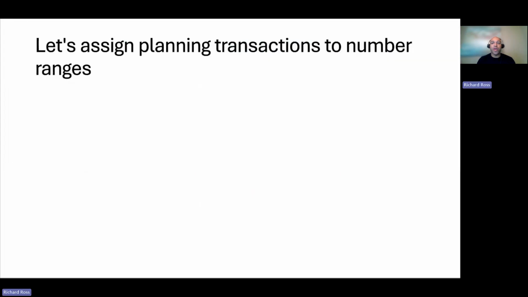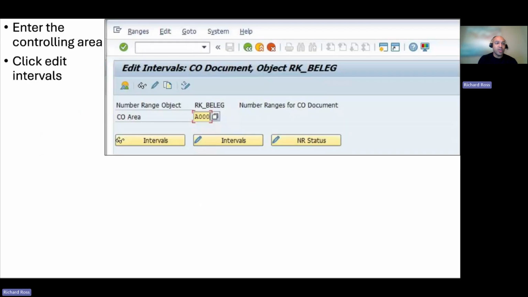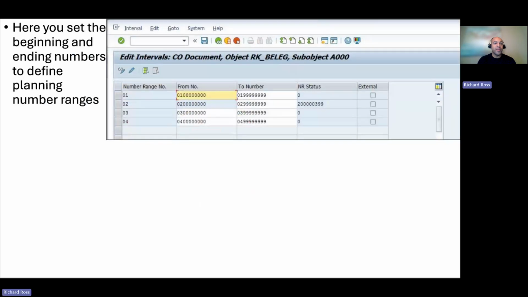Let's assign planning transactions to number ranges. Menu path to assign planning transactions to number ranges: Controlling, Internal Orders, Planning, and Basic Settings for Planning, Assign Planning Transactions to Number Ranges. Enter the controlling area. Click Edit Intervals. Here, you set the beginning and ending numbers to define planning number ranges.